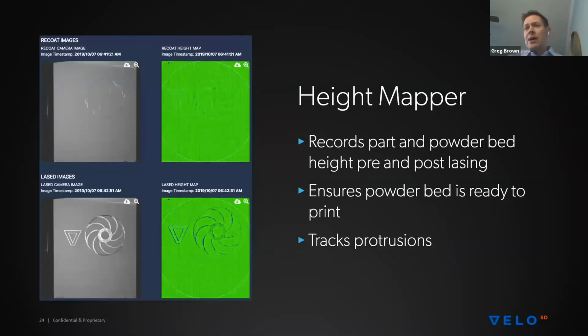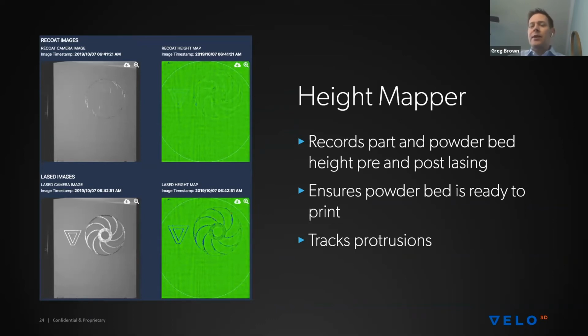Like I said before, there's a height mapper system built into the Sapphire printer. And so this is a unique capability that allows us to get full XYZ information about where all of the powder is and where all the part material is over the powder bed, in terms of how high it is relative to nearby powder.